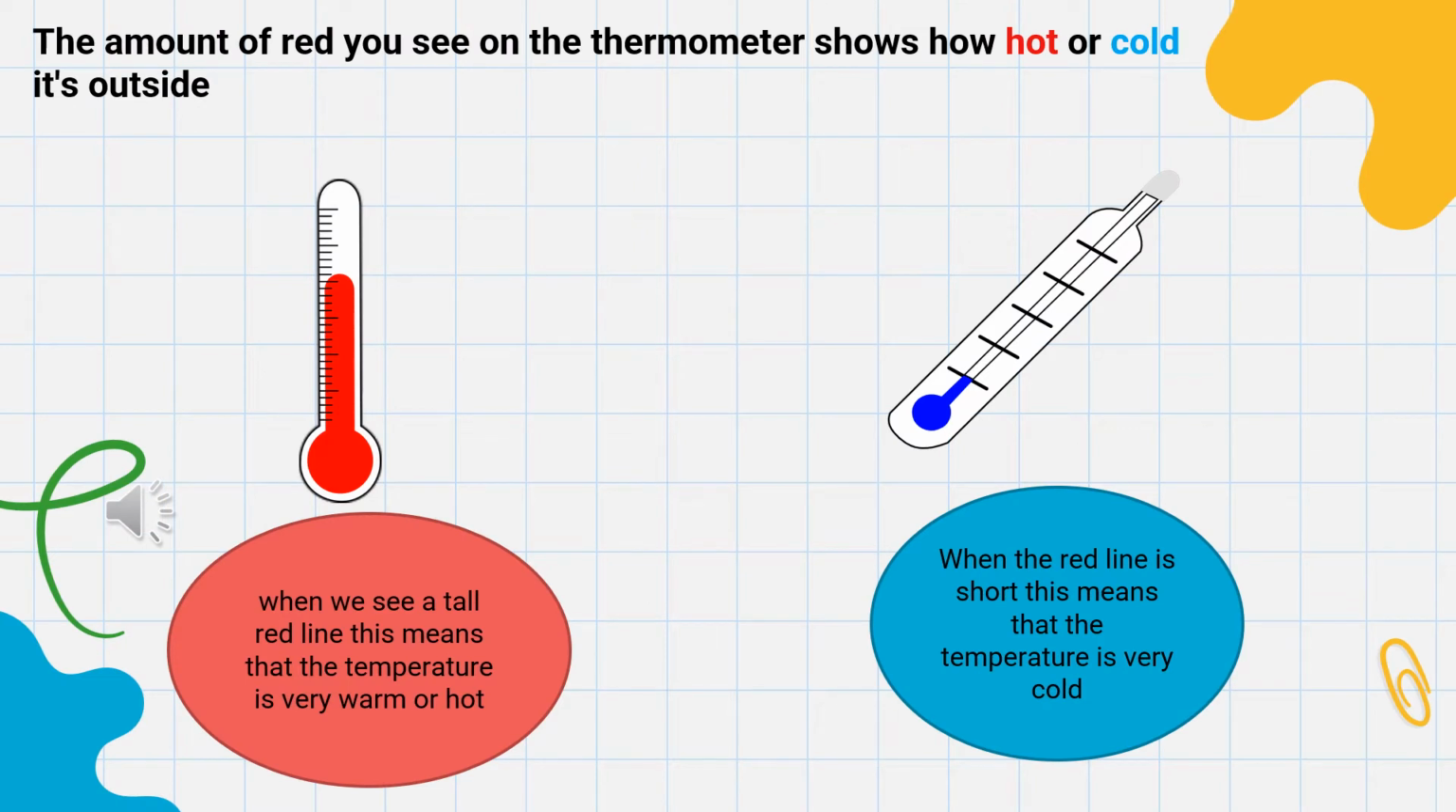The amount of red you see on the thermometer shows how hot or cold it's outside. When we see a tall red line, this means that the temperature is very warm or hot. And when the red line is short, this means that the temperature is very cold.